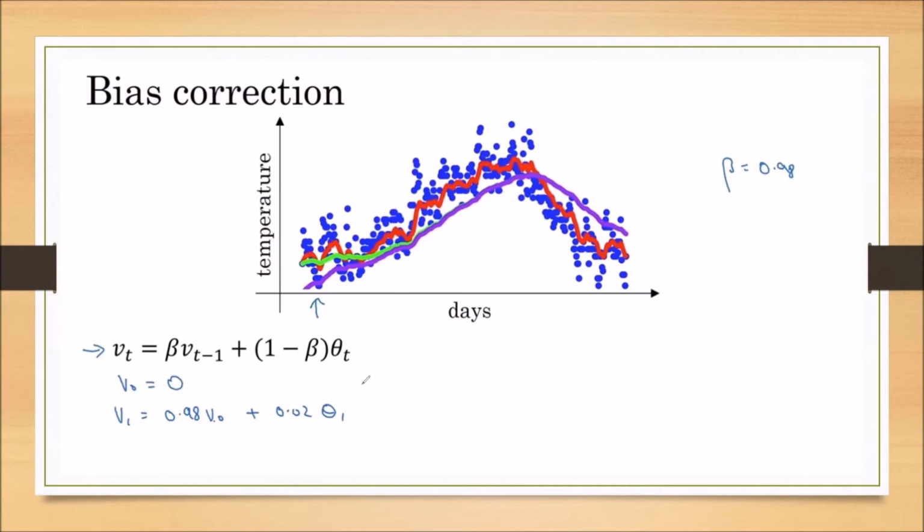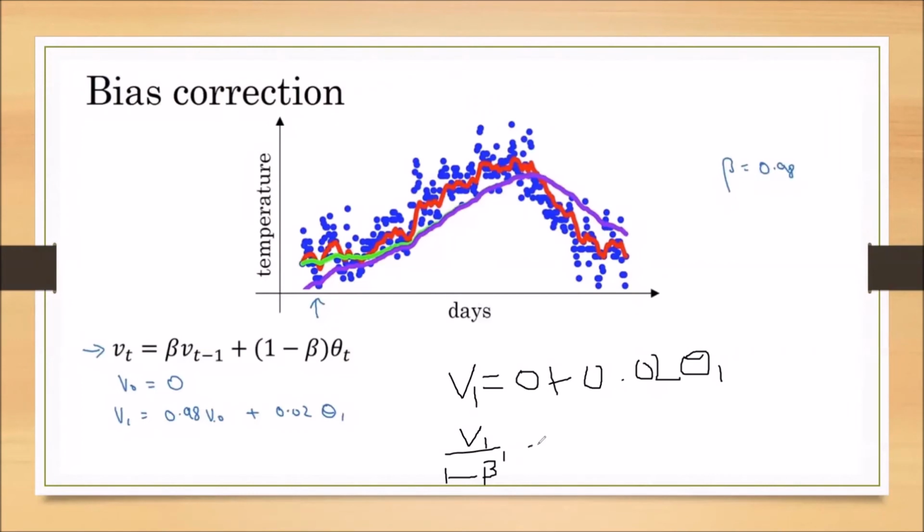To do this correction, whatever value we are getting in the initial stages, we have to divide it by 1 minus beta power t. This t is the number of days we are taking. For example, if we are considering the 1 day moving average, we have to divide by 1 minus beta. So our problem is V1 equals 0 plus 0.02 theta 1. Now, according to our concept, we have to divide this V1 by 1 minus beta power t.